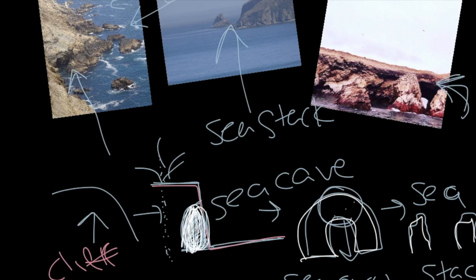Here in this picture to the right, you can see a cliff that became an arch. You can kind of see there's a cave in there. And some of these little guys are sea stacks, all in one picture.